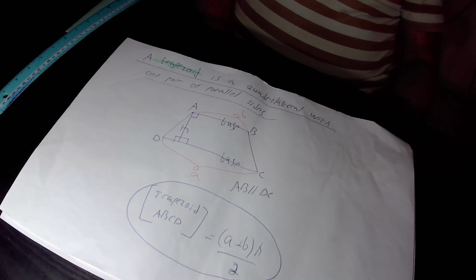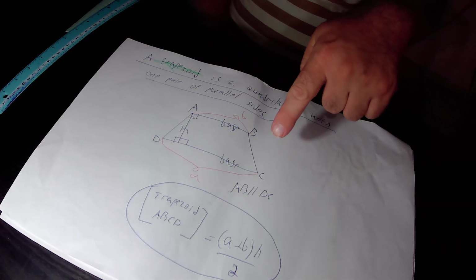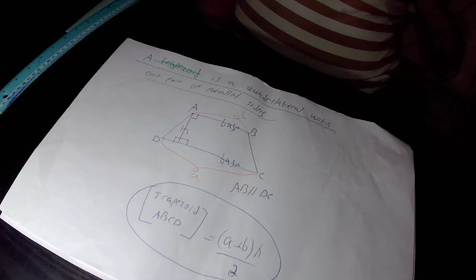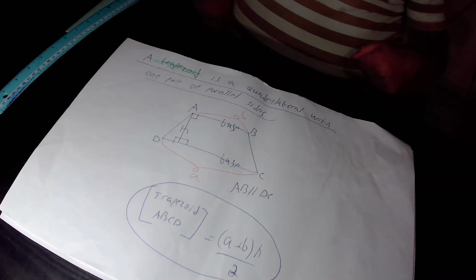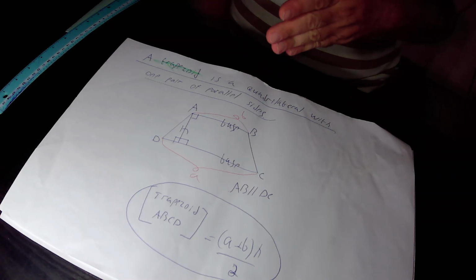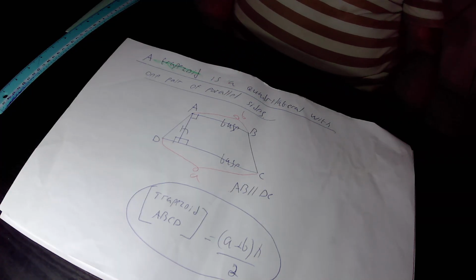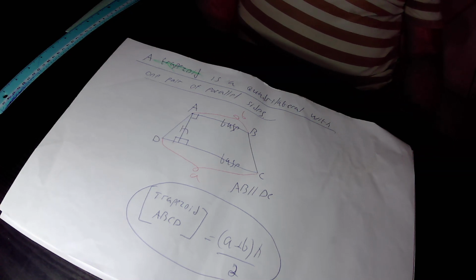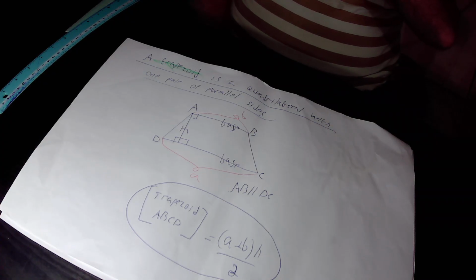If we define the length of AB as B and the length of DC as A, what is the area of trapezoid ABCD? We get that the area of trapezoid ABCD will be equal to A plus B, that is the sum of its two parallel bases, times the height edge over 2. Again, the area of any trapezoid is equal to the sum of its two parallel bases times the height over 2. The height edge must create 90 degrees with the two parallel bases.